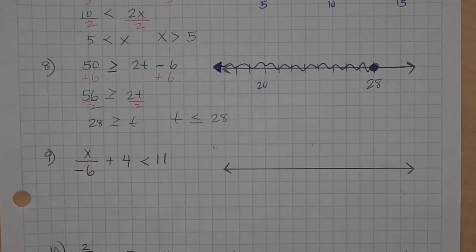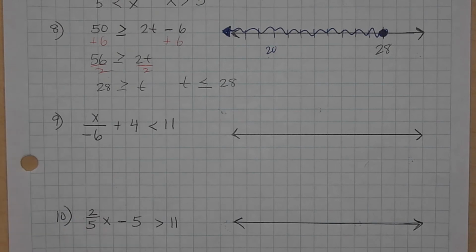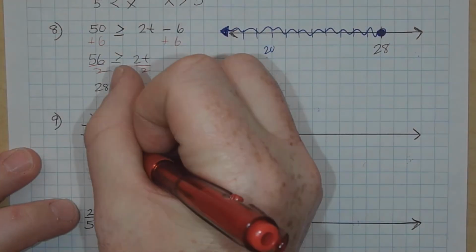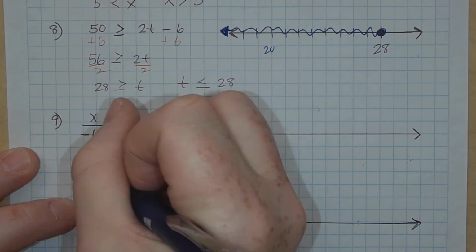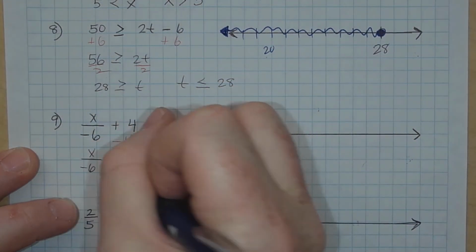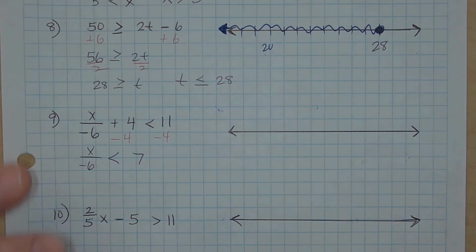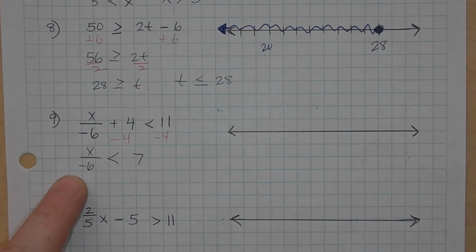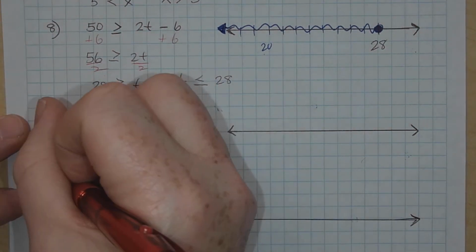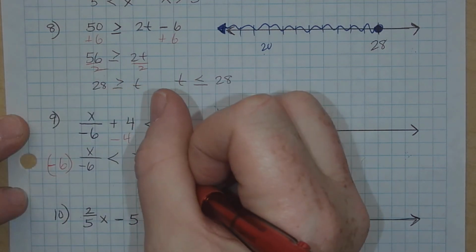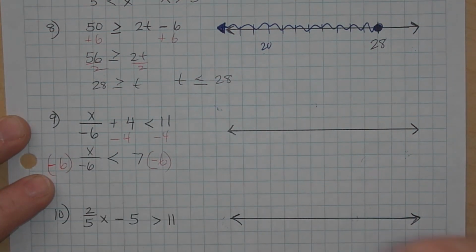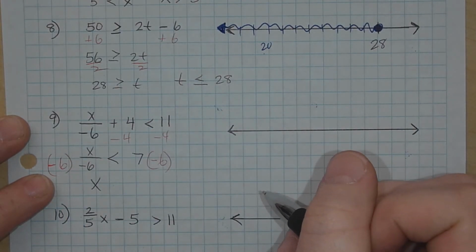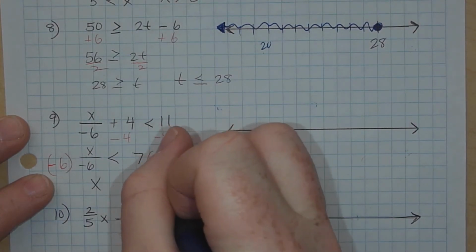Okay, number 9. What's the opposite of adding 4? Subtracting 4. So we're going to subtract 4 from both sides. We get x divided by -6 less than 7. What's the opposite of dividing by -6? Multiplying by -6. So if we multiply both sides by -6, we get rid of this. What we have left over is x. What we have left over on the other side, this becomes a -42.